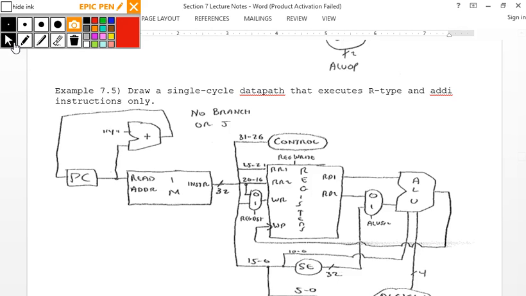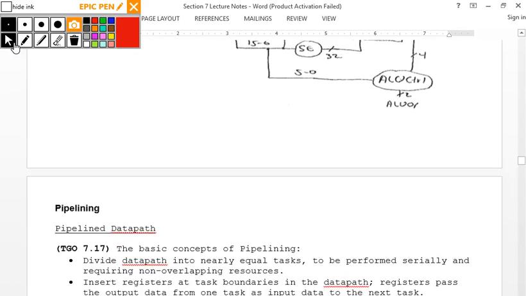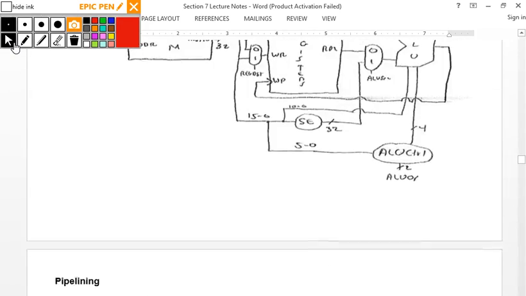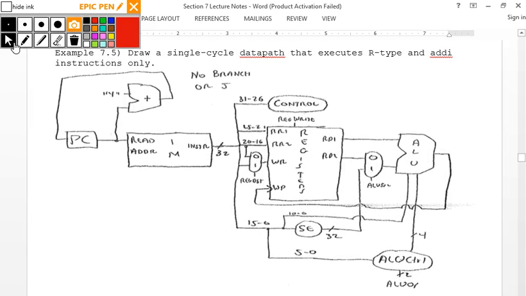7.5. Okay, so we're about to get to pipelining. Now one last thing I want to do.